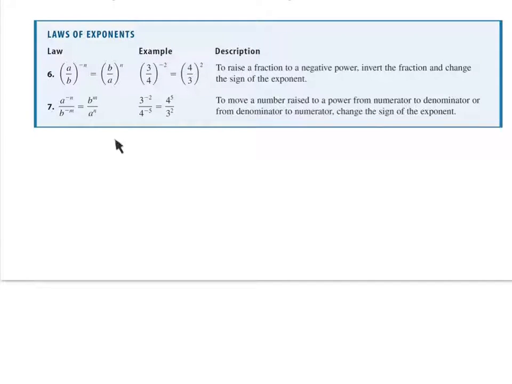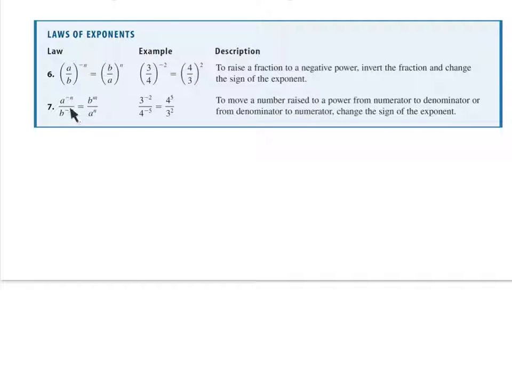Here are some additional laws of exponents. When we're dividing and our base is taken to a negative exponent, we can just flip that fraction, take the reciprocal, and take it to the positive power. Positive n here. So 3/4 to the minus 2 is the same as 4/3 to the plus 2. And then law 7 is kind of similar. We have a to the minus n over b to the minus m. We can move the a to the denominator with a plus n power, and we can move the b to the numerator with a plus m power.